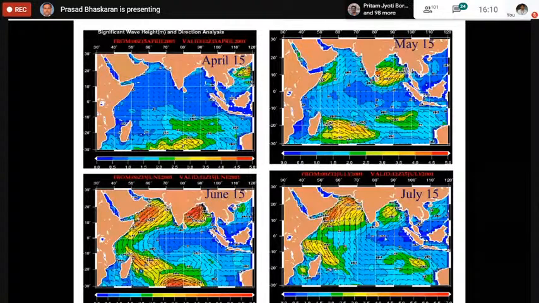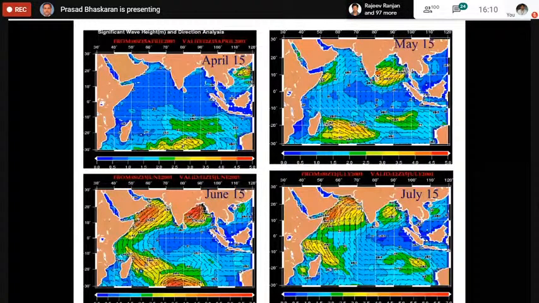But when you come in the month of July, which is a strong southwest monsoon period, you can see in the regions of Somalia, the wave heights can go up to 5 meters. So this figure basically gives you an idea of the output of the wave model. So this is the wave height and wave direction.